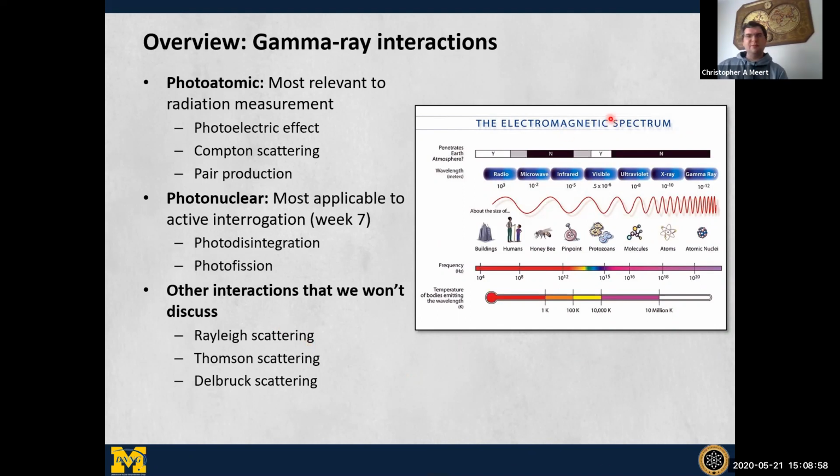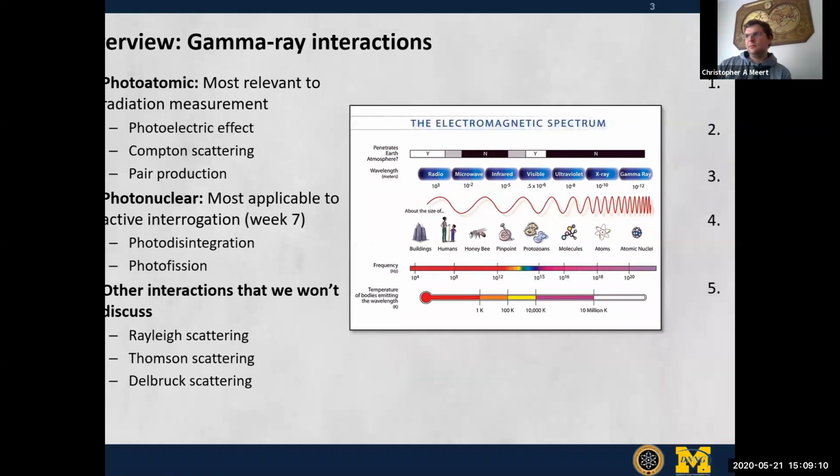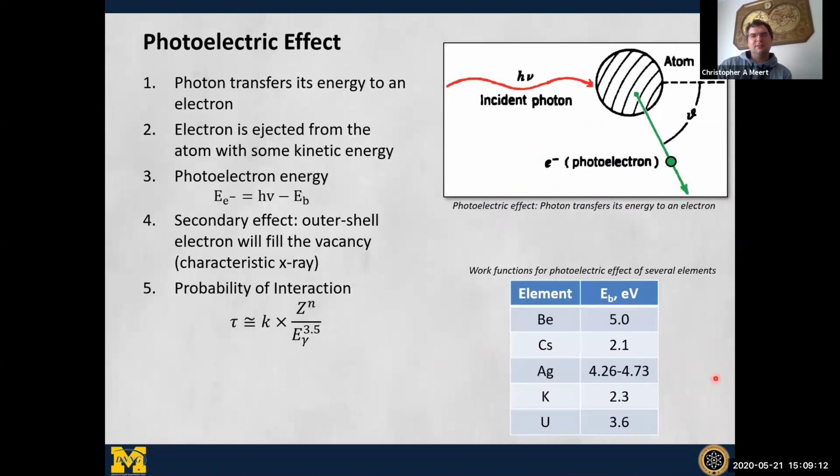And just to give you another idea about the basics, we're working on the electromagnetic spectrum, and gamma rays occur at the highest energies. They predominantly interact with atomic nuclei. So the first interaction that I mentioned was the photoelectric effect. I've shown a nice graphic over here.